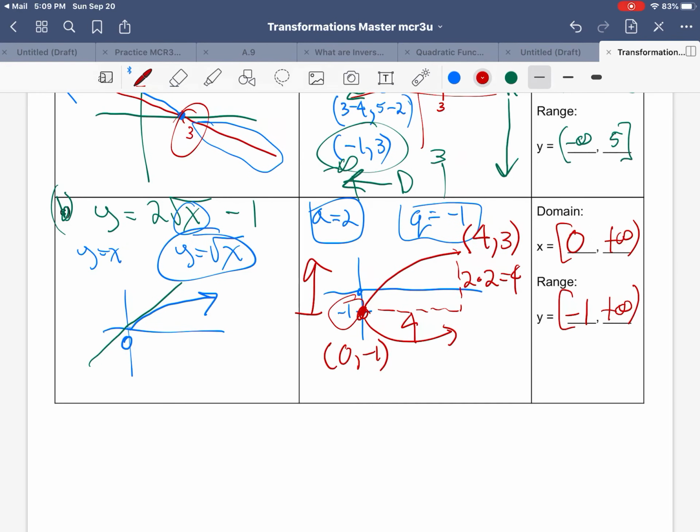Okay, folks, so those are some examples on how you graph the square root function.